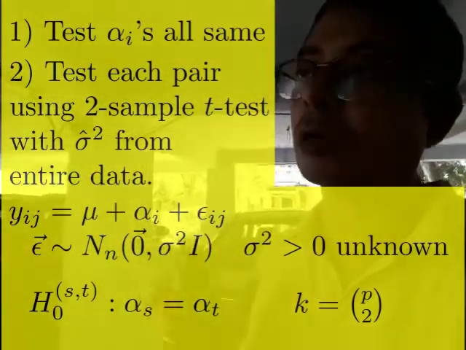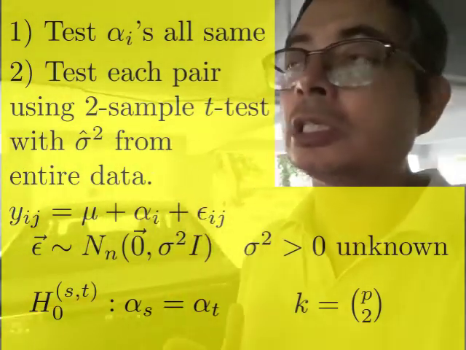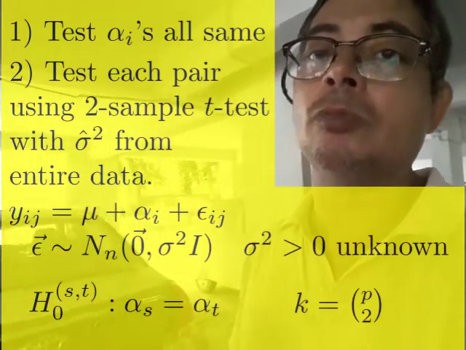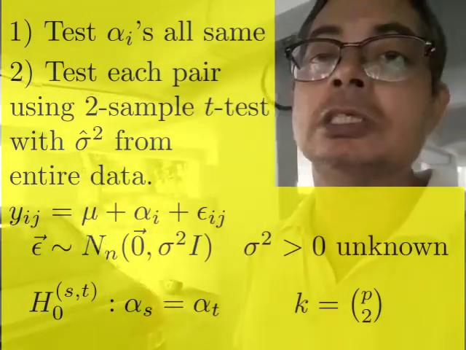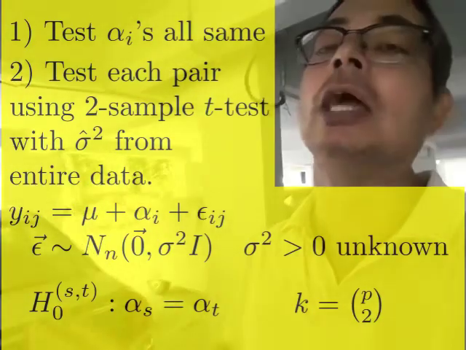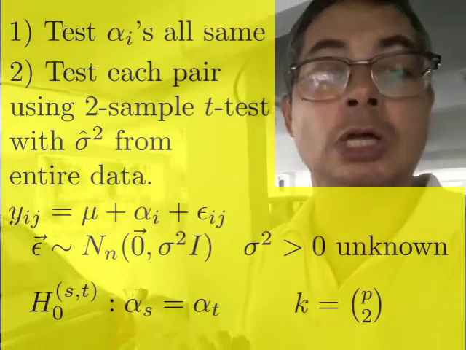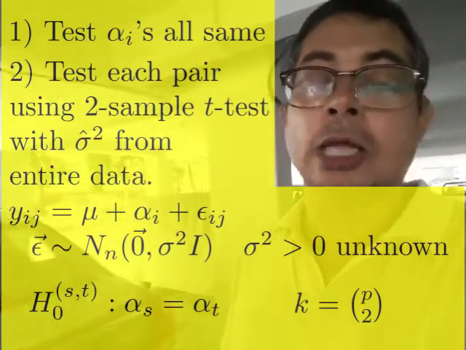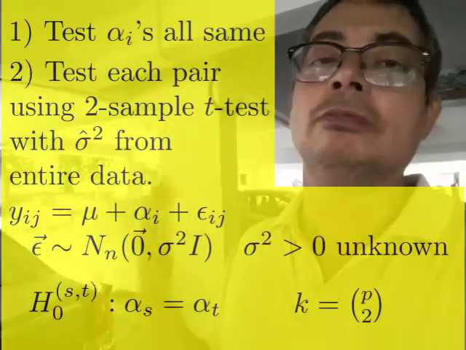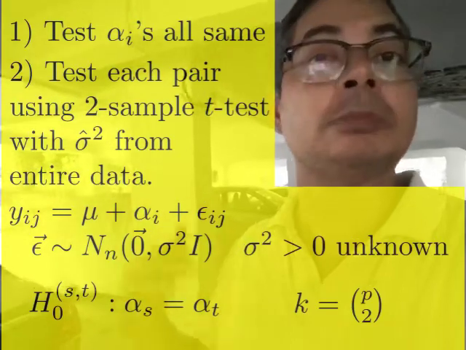So even if you are comparing alpha 1 with alpha 2, instead of considering sigma square estimated from only the y1j's and y2j's, you consider sigma square estimated from all the yij's, even when i is not equal to 1 or 2. So that is what Fisher suggested. And then based on that, you give an accept or reject verdict for each one of these things. So it is a 2-step procedure.